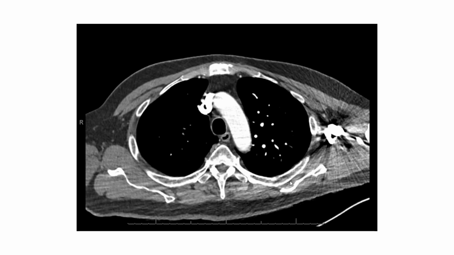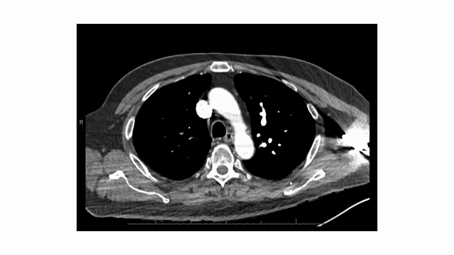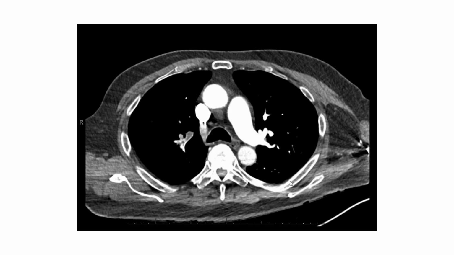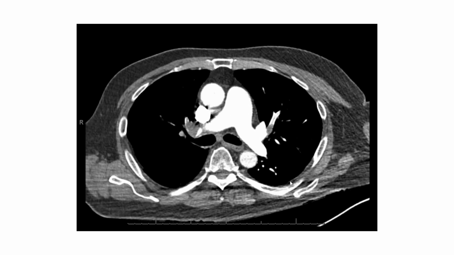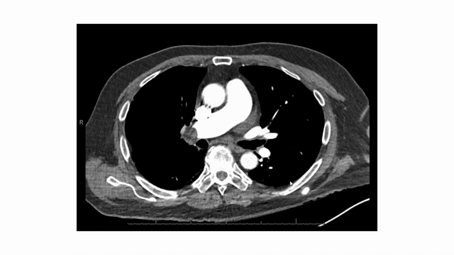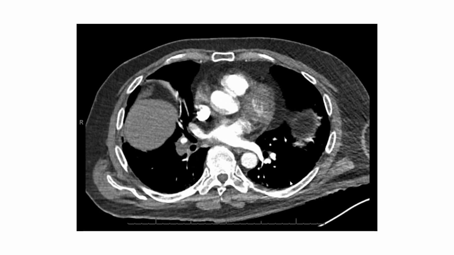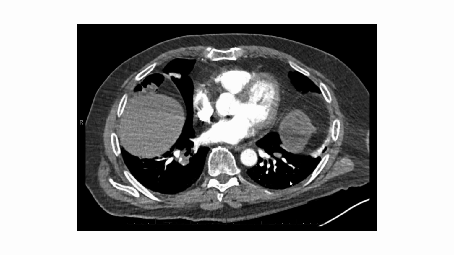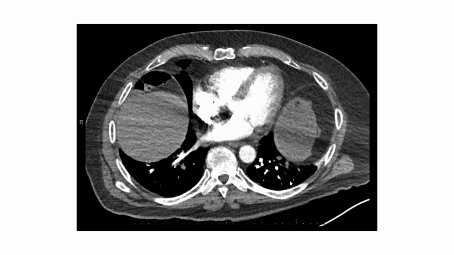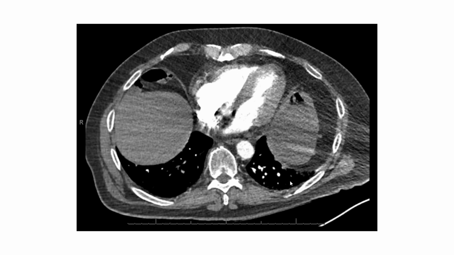Now, here's an example of a CT pulmonary angiogram. You can see as we go down, see the pulmonary trunk there, and on the right side is a large pulmonary embolism. And as we continue to scroll down, you can also see that the right ventricle is more dilated than the left ventricle, which is suggestive of some right ventricular strain.